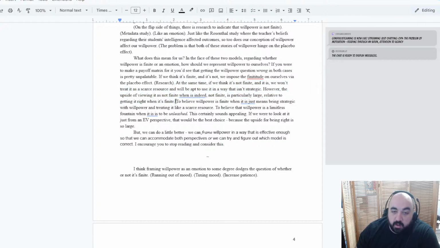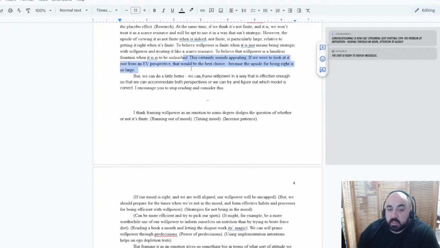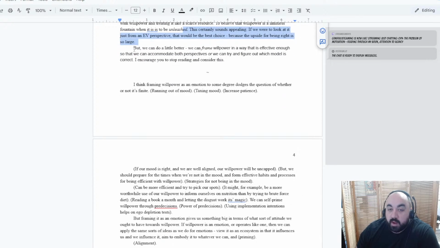To believe that willpower is finite when it is just means being strategic with willpower and treating it like a scarce resource. To believe that willpower is a limitless fountainhead is to have it be unleashed. This certainly sounds appealing. If we were to look at it from an EV perspective, that would be the best choice because the upside is so large. But we can do a little bit better. We can frame willpower in such a way that is effective enough that we can accommodate both perspectives, or we can try and figure out which model is correct.